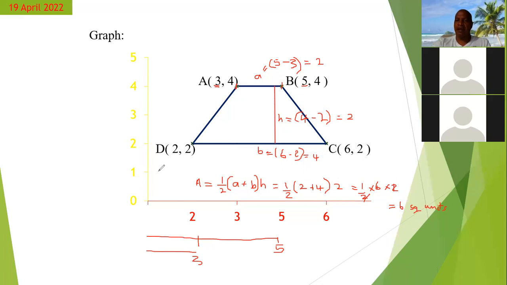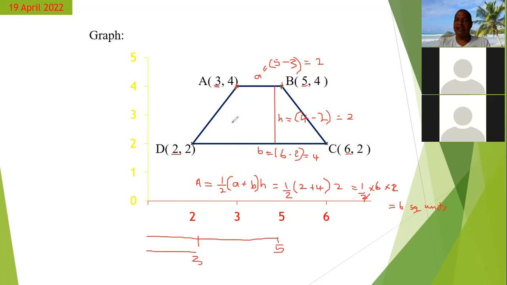Yes, sir. Right, now the same thing you would do for this side, which is the side B, because that is measured along the x-axis just the same. So you look at the x-coordinates in both points. So you see the larger one is 6. You subtract 2 from 6. So we would get 4. So that would be the value for B.